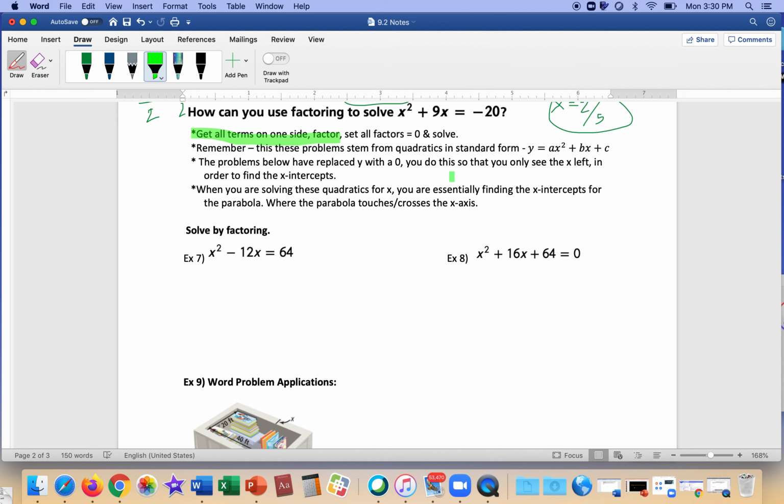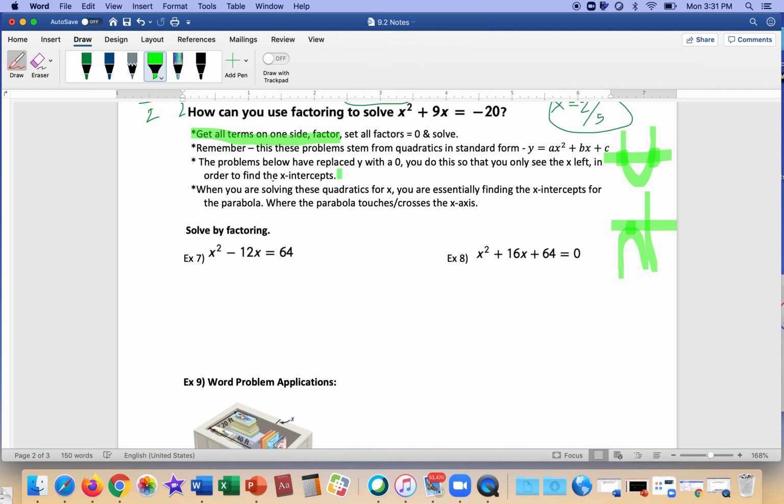Now remember that these problems stem, like I said, often from parabolas. Y equals ax squared plus bx plus c. And when you're solving for these x values, they're where your graph touches or crosses the x-axis. Sometimes, depending on the picture, it might just touch, might be tangent at a spot, and sometimes they don't even touch the x-axis.